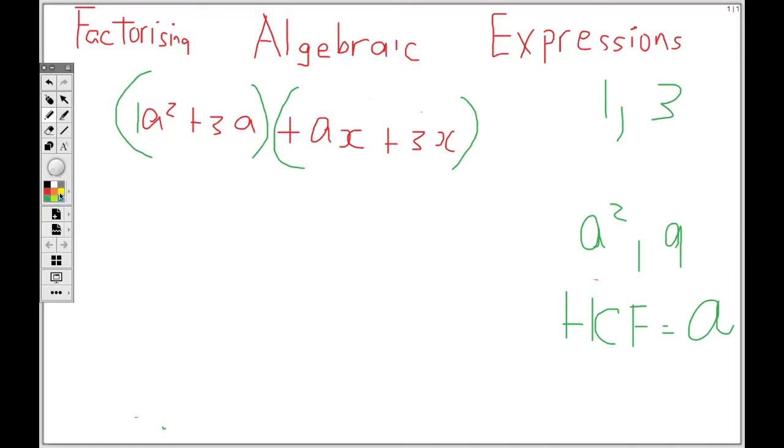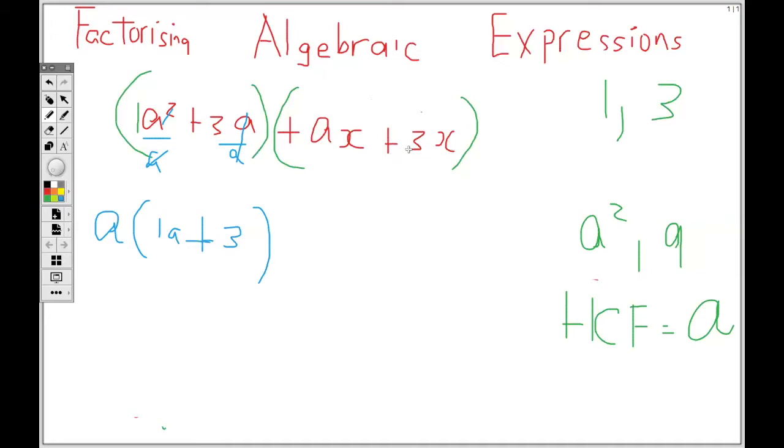So factoring out a in the first bracket, we're going to find out what is left. So we divide each term, the first term and the second term, by a. So a into a squared gives you 1a, and these two a cancel, so what we're left with is 3.